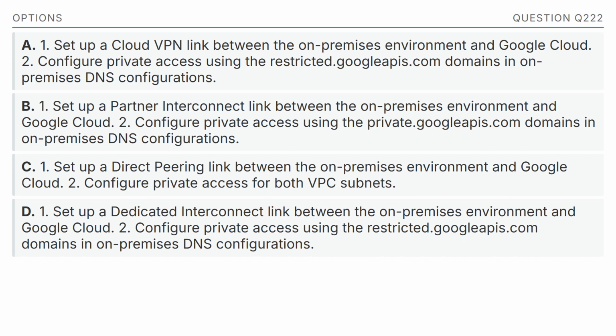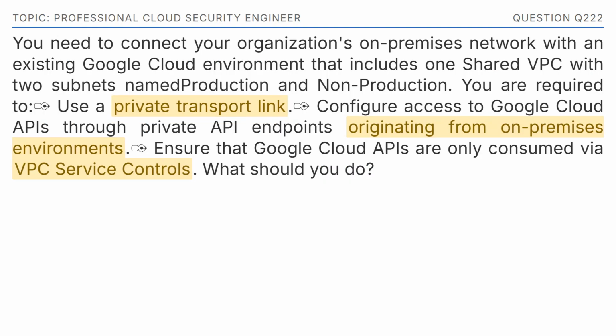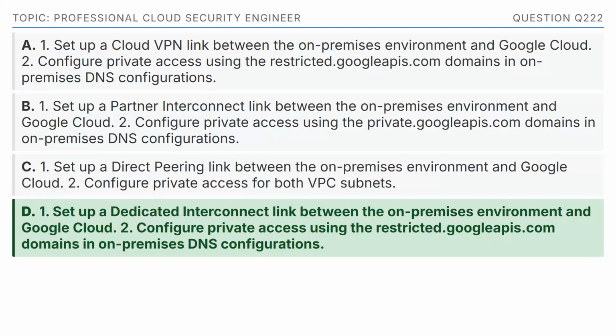Option C. 1. Set up a direct peering link between the on-premises environment and Google Cloud. 2. Configure private access for both VPC subnets. Option D. 1. Set up a dedicated interconnect link between the on-premises environment and Google Cloud. 2. Configure private access using the restricted.googleapis.com domains in on-premises DNS configurations. To arrive at the correct answer, we focus on the keywords: private transport link, originating from on-premises environments, VPC Service Controls. The correct answer is option D.